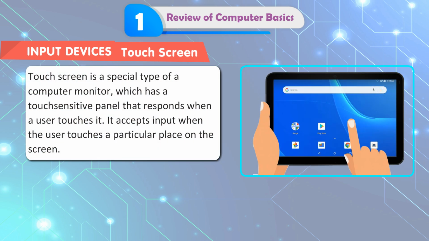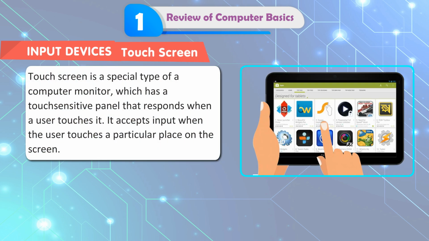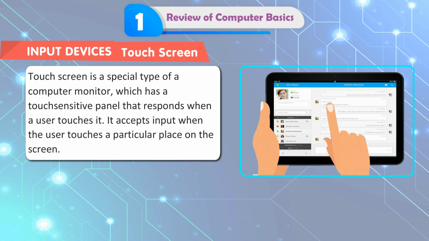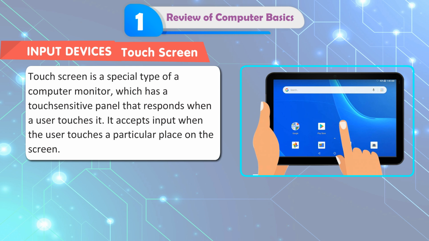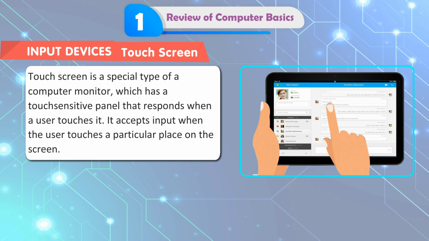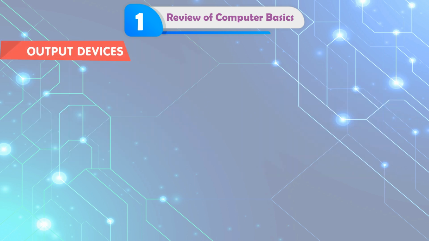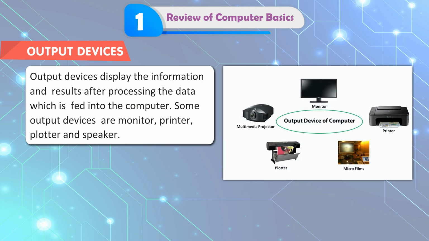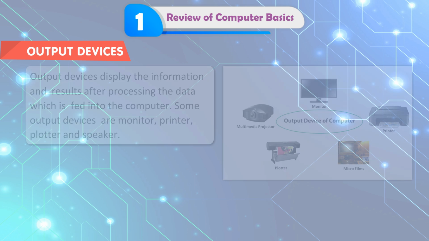Touchscreen. A touchscreen is a special type of computer monitor which has a touch-sensitive panel that responds when a user touches it. It accepts input when the user touches a particular place on the screen. Output device. Output devices display the information and results after processing the data which is fed into the computer. Some output devices are monitor, printer, plotter, and speaker.